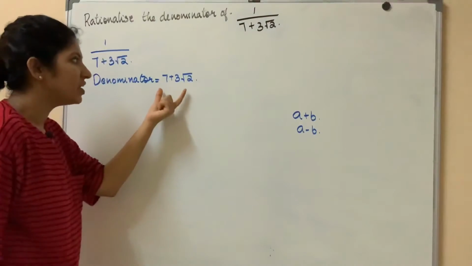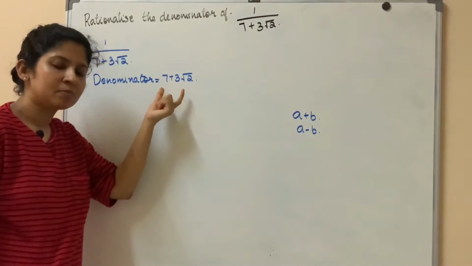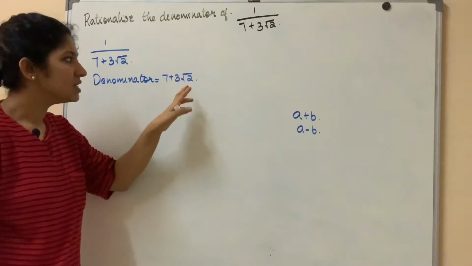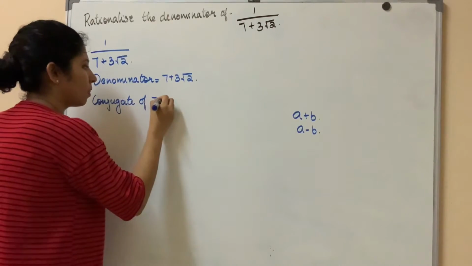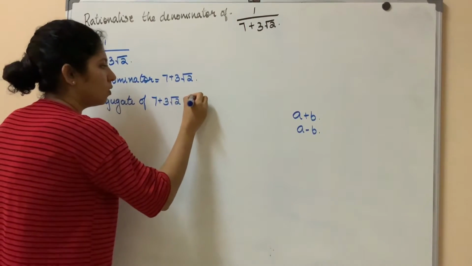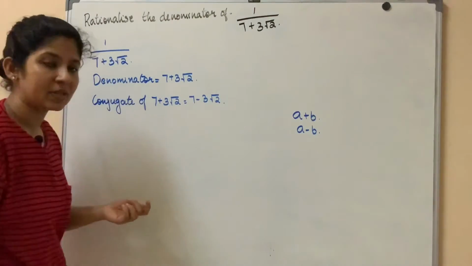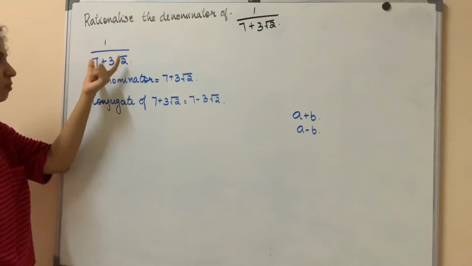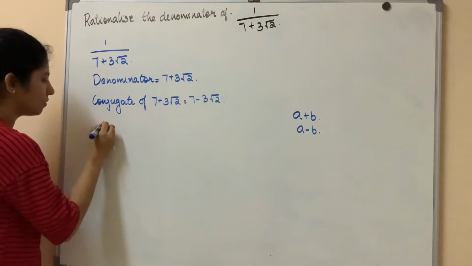Okay, likewise here, 7 plus 3 root 2. The conjugate of 7 plus 3 root 2 will be 7 minus 3 root 2. Okay, the sign of the second term is opposite. Equal to 7 minus 3 root 2. Next step, multiply both the numerator and the denominator by 7 minus 3 root 2.